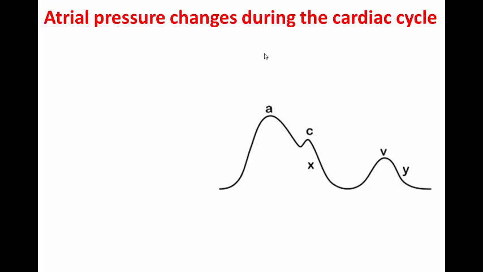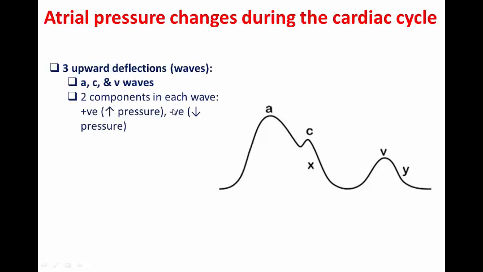Having finished with the detailed description of the aortic pressure changes during the different phases of the cardiac cycle, let's describe atrial pressure changes during the cardiac cycle, and we mentioned these changes briefly when we described the different phases of the cardiac cycle. So now let's describe these atrial pressure changes in more details.